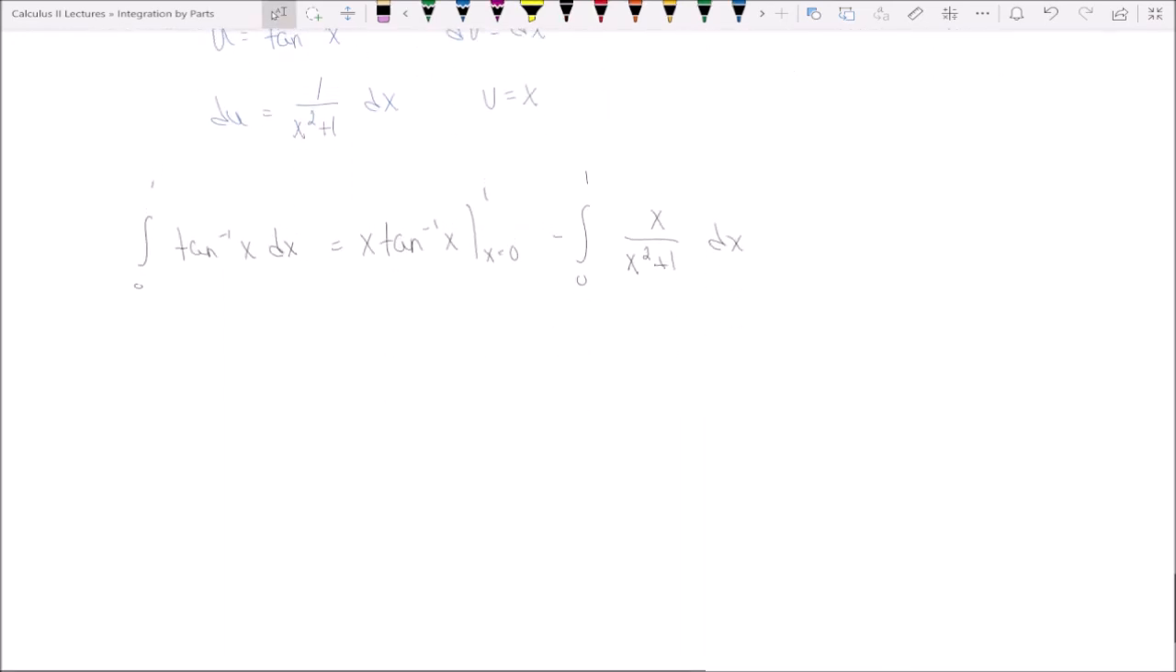Let's go ahead and evaluate this first piece from 0 to 1. So at 1, we get inverse tangent of 1. When x is 0, the whole thing winds up being 0. So we just get inverse tangent of 1 minus the antiderivative from 0 to 1 of x over x squared plus 1 dx. And the inverse tangent of 1 happens to be pi over 4.